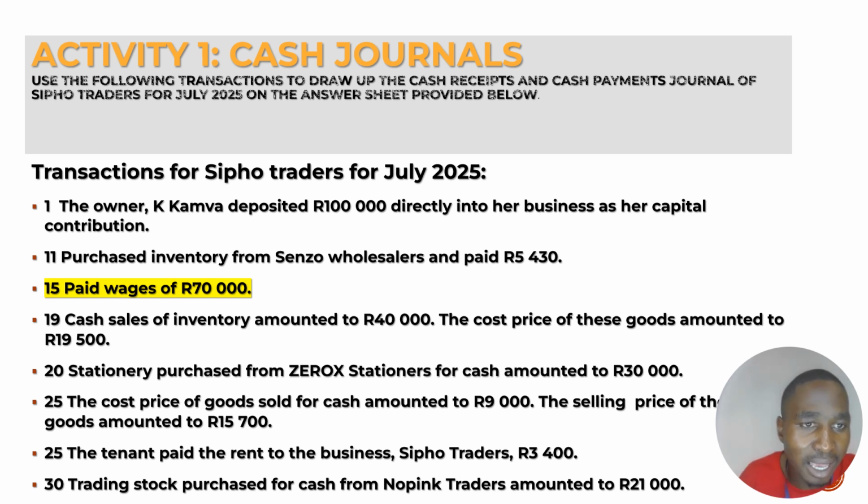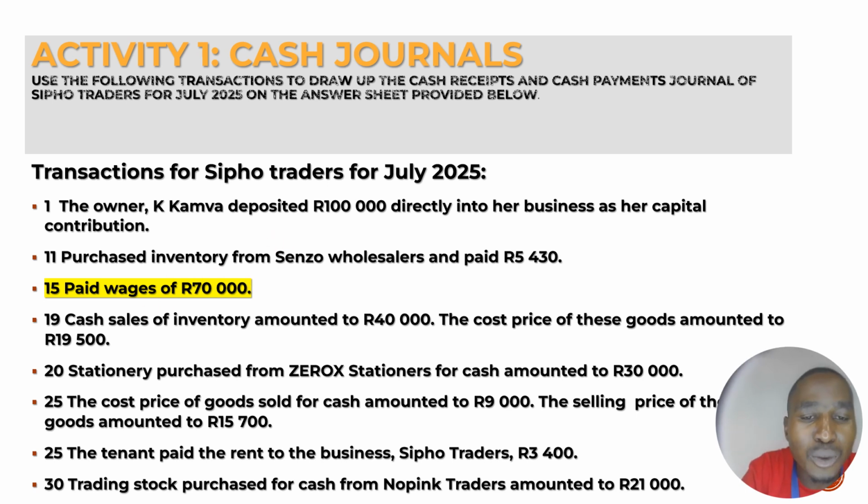The third transaction is saying on the 15th of July, we paid wages of 70,000. Now that transaction does not state whom we paid. So it means that under details, instead of writing the name of the employee, we'll write laborers or workers' wages. All right. Now, where are we recording that transaction? That is your first question.